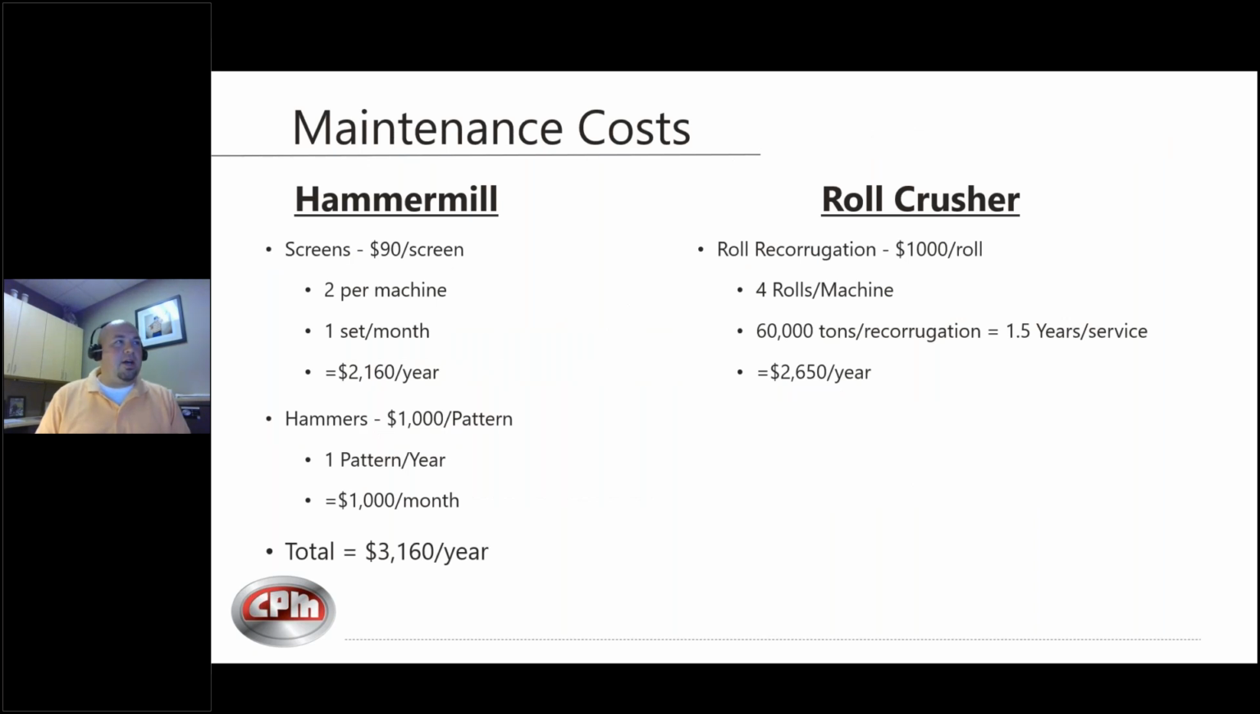And then if we look at maintenance costs, again, these are somewhat arbitrary, and there can be some variances depending on your application. But you can see here roll recorrugation as compared to hammers and screens and changing those out. I don't include labor in this. I'm simply looking at material costs. But again, you see the roll crusher is a lower material cost on maintenance for 1 year as compared to the hammer mill. There are still a lot more variables that each facility would have to take into consideration, but this is just what I'm showing you for now.